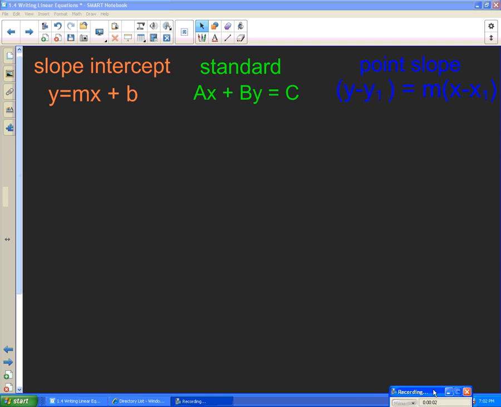Today we're going to talk about how to write linear equations. Before we do that though, we have to go over the three different forms. The first form is slope-intercept.